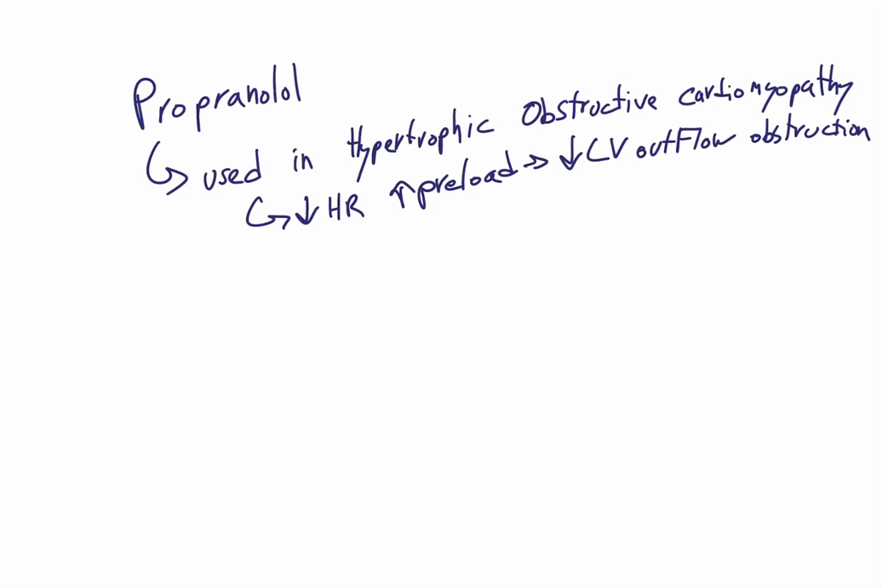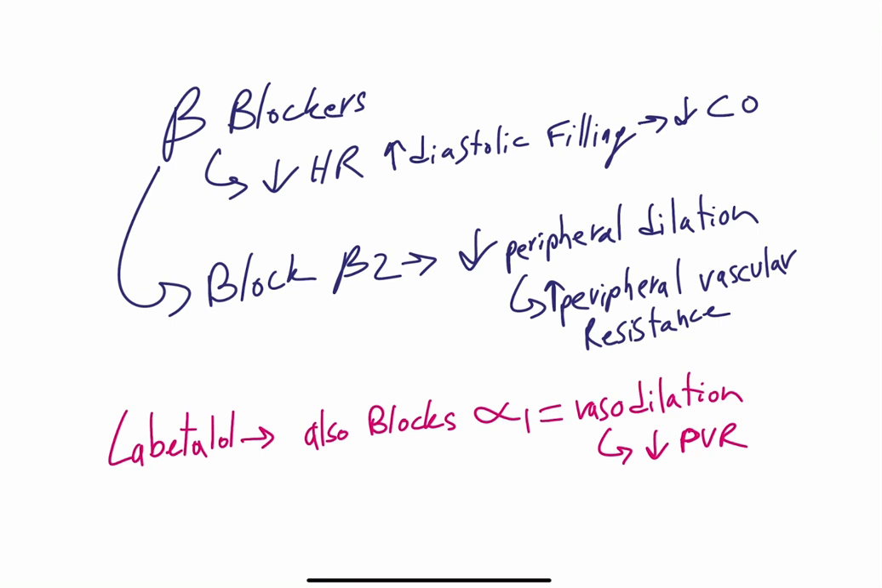Now, in terms of the effects of a beta blocker, it slows the heart rate and increases diastolic filling. This decreases cardiac output. Blocking beta 2 reduces peripheral dilation, so peripheral vascular resistance increases. However, labetalol is different. Since it's also an alpha 1 blocker, it also causes vasodilation, which decreases peripheral vascular resistance, even though it's also a beta blocker. So they'll test your knowledge of this. The distinction you have to know is that propranolol increases peripheral vascular resistance and labetalol decreases it.